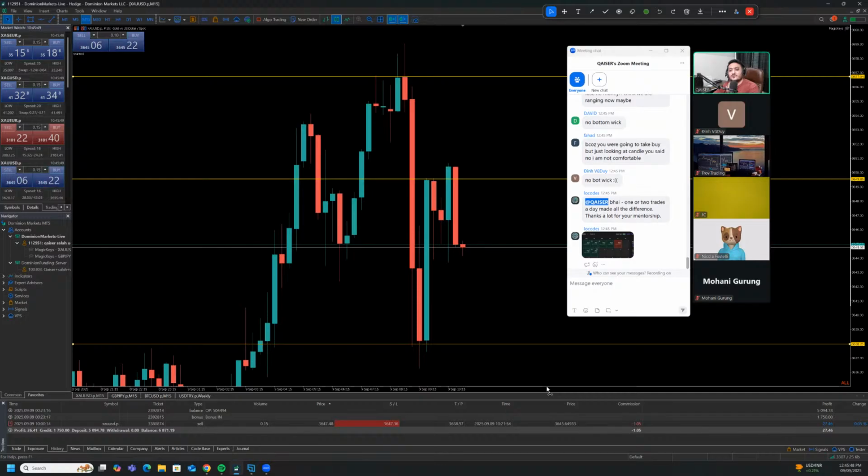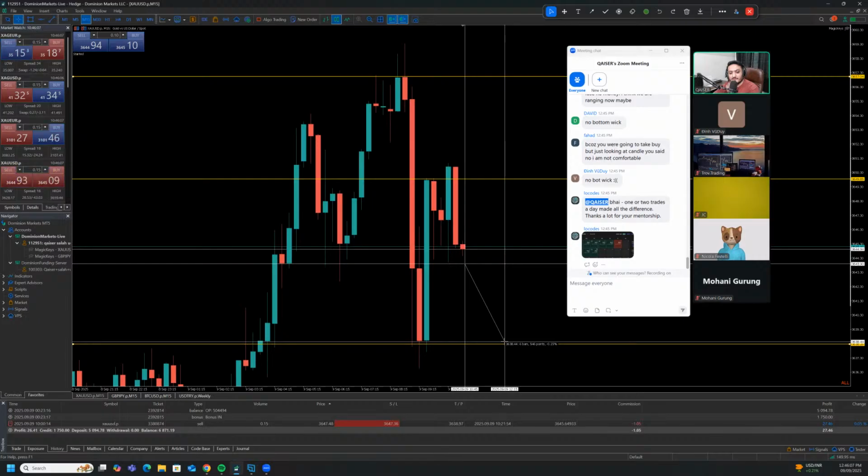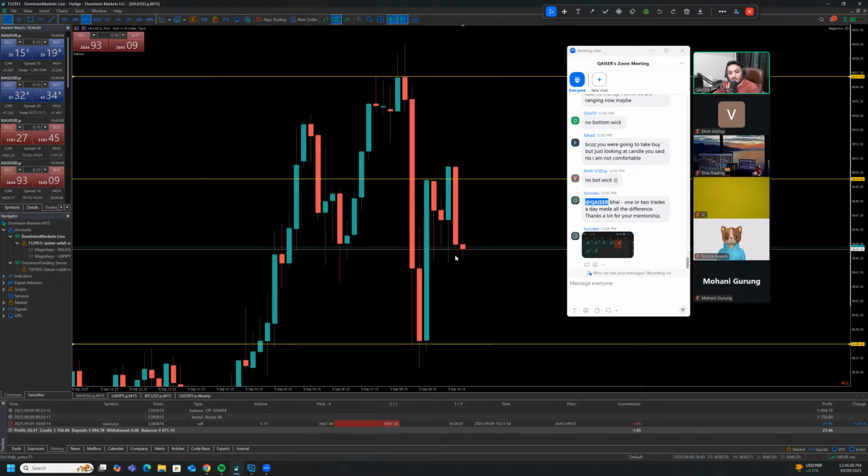Because you were going to take a buy, but just looking at the candle, you said no, I'm not comfortable. Yeah, exactly. It's not giving me the sign for good buys. No bottom wick. It has little to no wick, but it also does not have an upper wick. But if this candle creates a wick and breaks this whole rejection on the left hand side, it could fill this range on the left hand side. It's a more beautiful structure than these buys now.